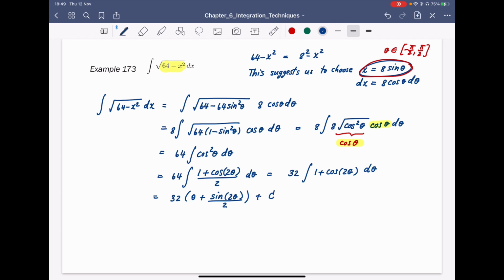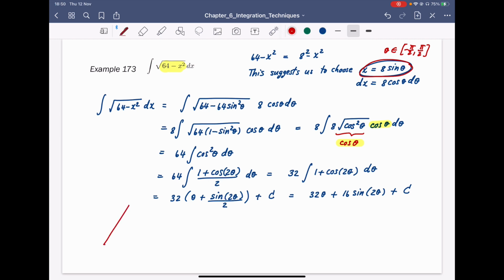All right, we almost obtain the answer. So we're going to simplify a little bit more. So 32 theta plus 16 sine 2 theta plus c. All right, now we need to convert theta and sine 2 theta back to x.